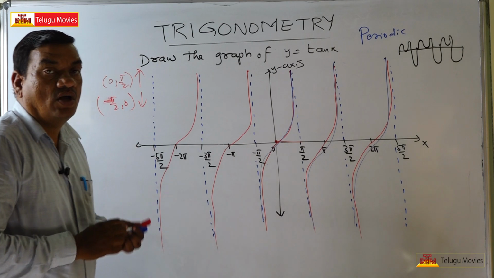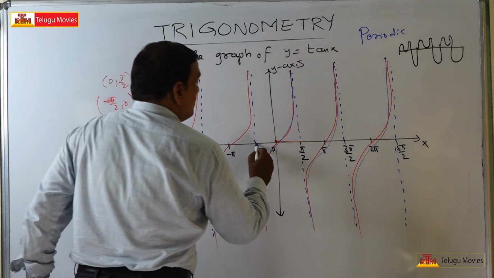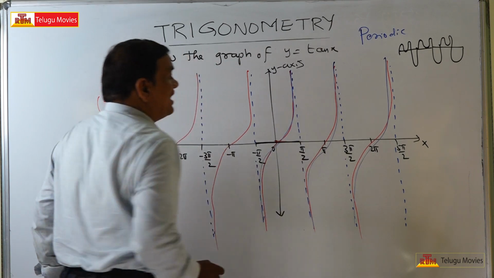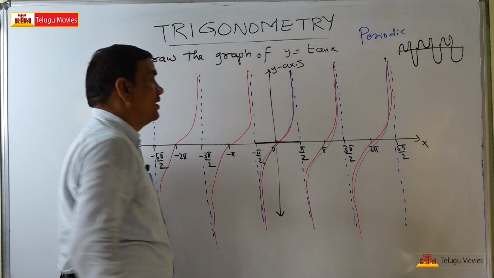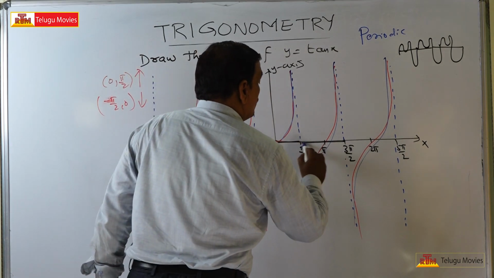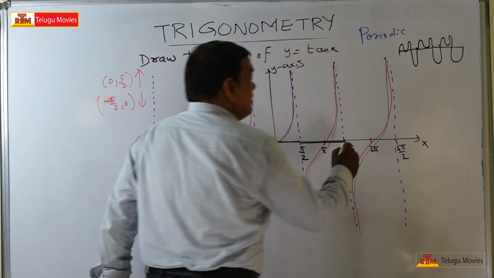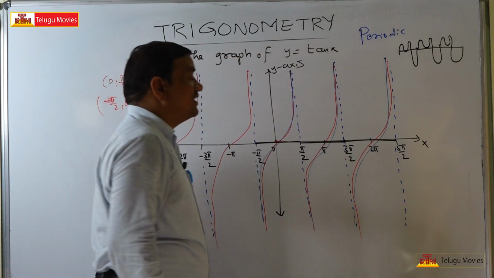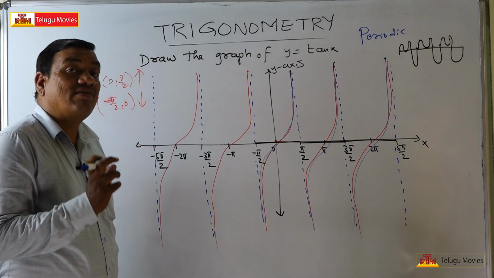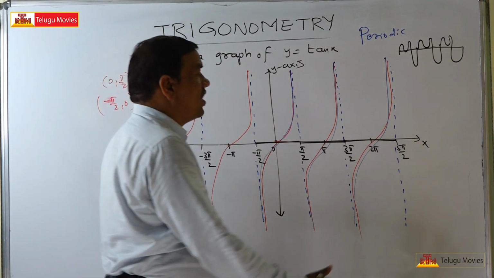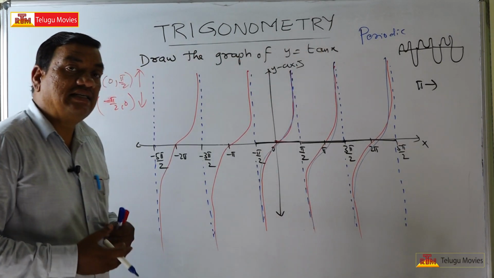Now what is the length here? From minus pi by 2 to plus pi by 2, the length is pi. Here also, pi by 2 to 3 pi by 2, what is the length? Pi. Again 3 pi by 2 to 5 pi by 2, what is the length? Pi. Understand or not? That means in the interval of pi, it regains its same shape.